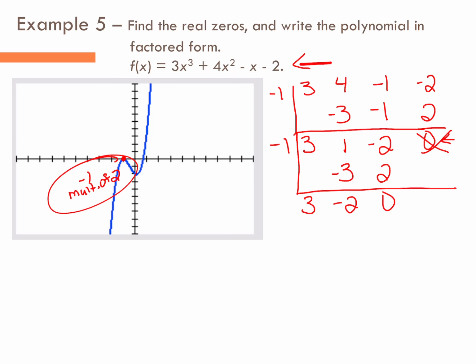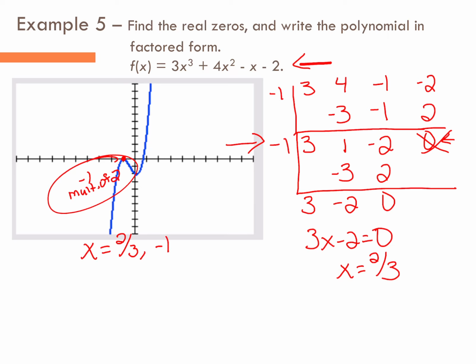Add our x's. So I started with an x cubed. This first one would have been an x squared, so this is just going to be 3x minus 2 equals 0. So x equals 2/3. So my zeros are x equals 2/3 and -1 with multiplicity of 2.